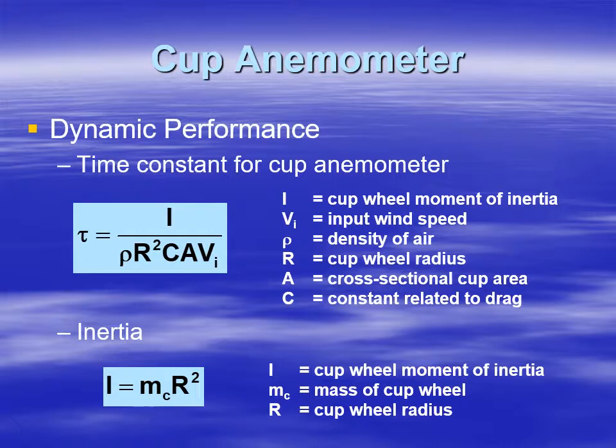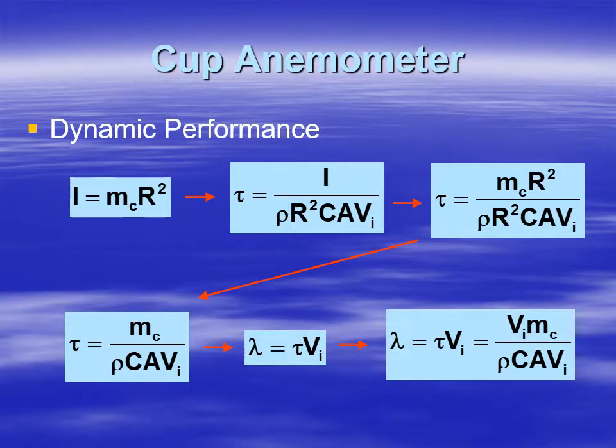We are going to substitute for inertia. If you had basic physics, you probably remember the moment of inertia for a wheel is the mass times the radius squared. So we're going to put that into that equation where you see the I on top: m_c r squared. And when we do that, you can see that r squared and r squared cancel out, and you have mass left on top, the mass of the cup wheel. The cup wheel is basically the cup anemometer. So it's the mass, and then you have left in the bottom the velocity and also the area and the coefficient of drag and the air density.